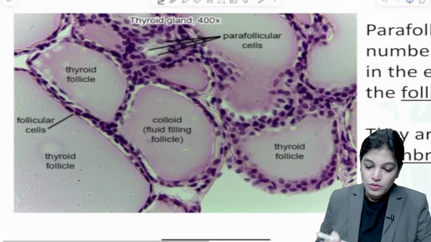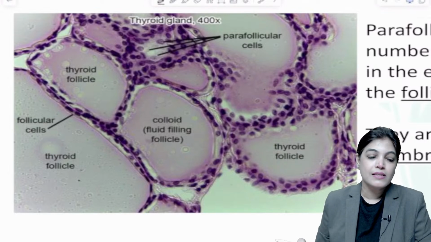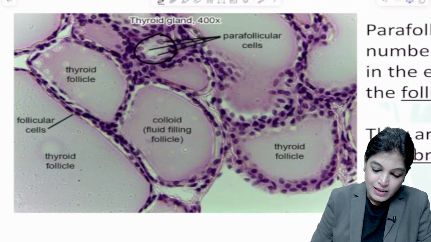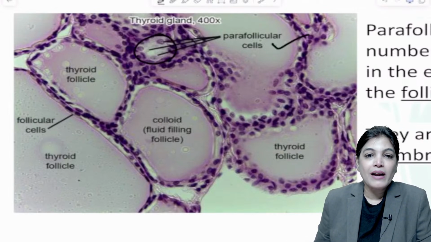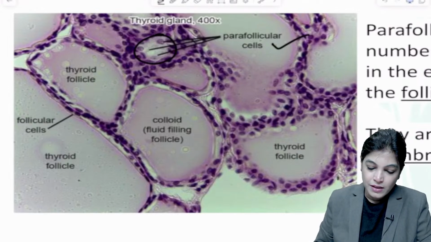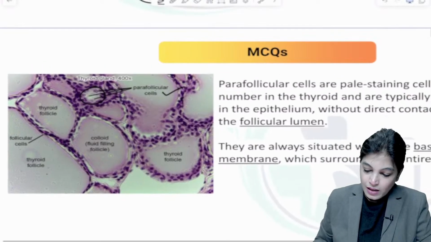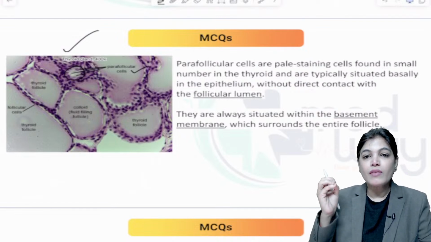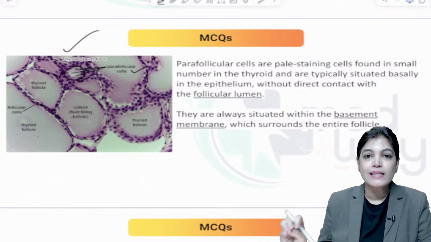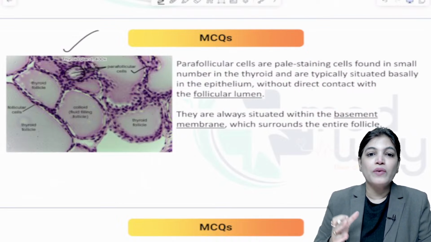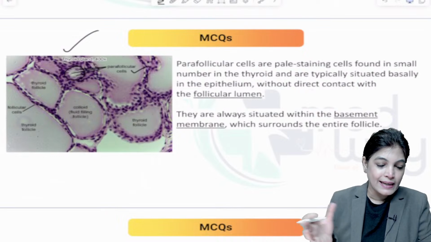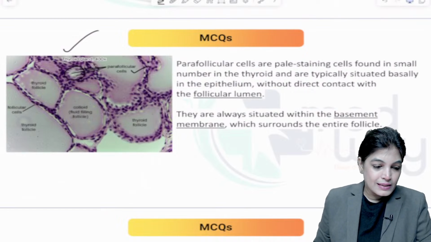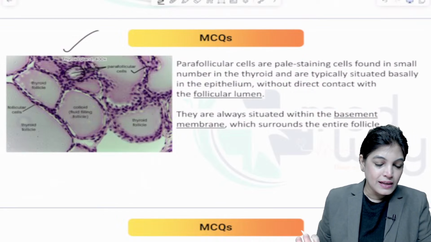Now here I would like to show you another image. This is 40x power, a high power view. In this view, you can see the location and appreciate that the lighter stained structure is the parafollicular cell, which is lying in the interfollicular stage, situated in the basement membrane surrounding the follicular cells. Parafollicular cells are larger than the smaller follicular cells, pale in staining, typically situated basally in the epithelium, and not directly communicating with the follicular lumen. So the right answer here will be parafollicular cells. Done? Any students not understanding anything or having any doubt can ask me.